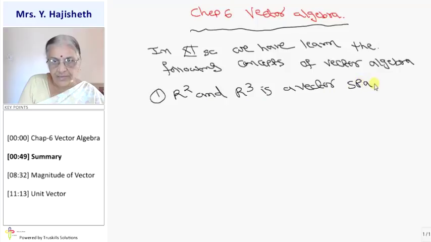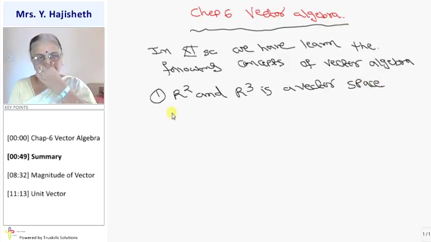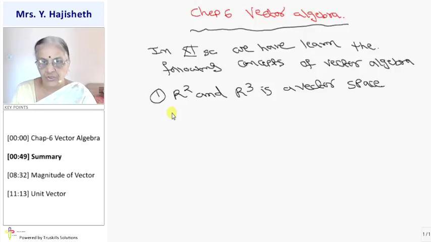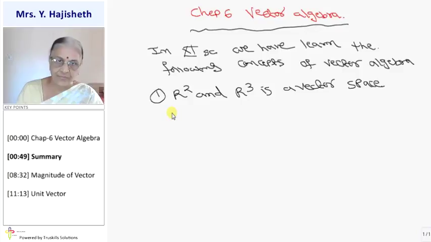Now what is vector space? Every non-empty set satisfying three definitions, one addition, then equality, and then multiplication by scalar. These three definitions are satisfied by every element of that non-empty set. Then that non-empty set we call a vector space, that we have learned. And every member of a vector space is a vector.